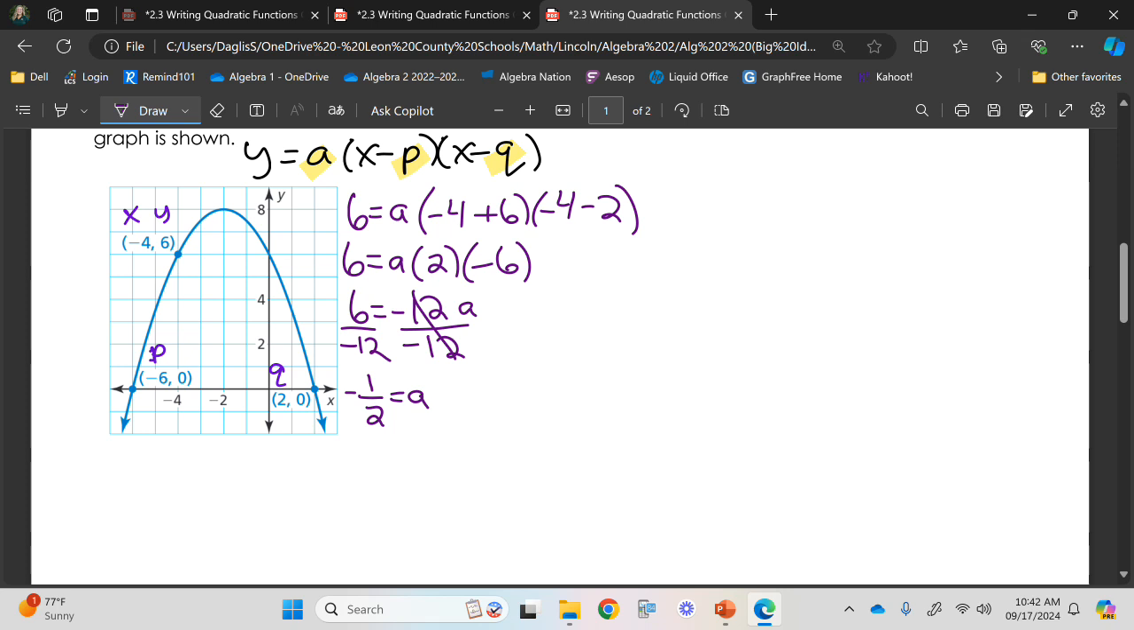Yeah, my parabola is upside down. So we should have expected a negative a. If I would have gotten positive 1/2, I should have questioned. Like, oh wait, it should have been negative. I missed a sign somewhere. Okay?